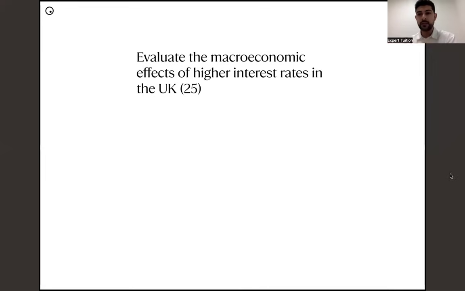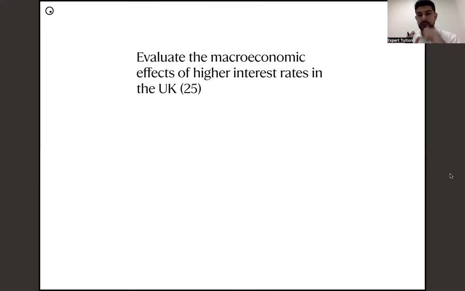the fact that on the mark scheme, they always bang on about this thing called the transmission mechanism. The transmission mechanism is just a really, really fancy way of basically talking about what happens to the different components of aggregate demand. Because as hopefully you know, monetary policy affects aggregate demand. It's a demand side policy.